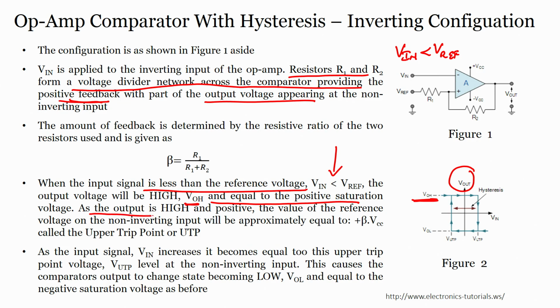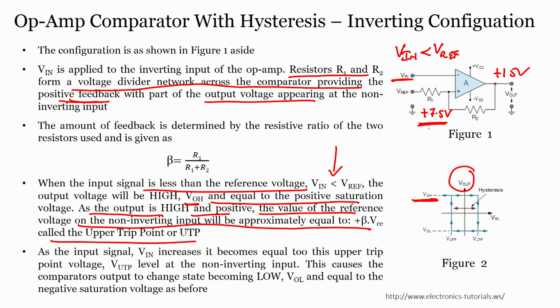So, as the output is high and positive, the value of the reference voltage on the non inverting input will be equal to plus beta times V sat, or the upper trip point value. That means that if I have positive saturation, here is plus 15 volts, right. So, my reference voltage would be plus 7.5 volts, that is what it means, alright, and this is nothing but my upper trip point. I have to exceed this value here, then only I can change the signal, that means my V in should exceed 7.5 volts to see the change in the output.